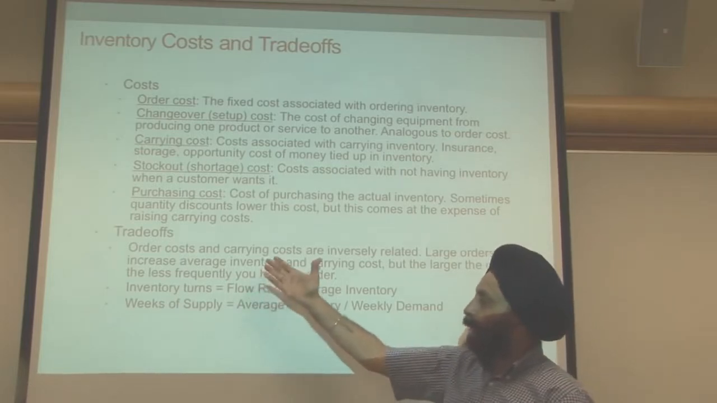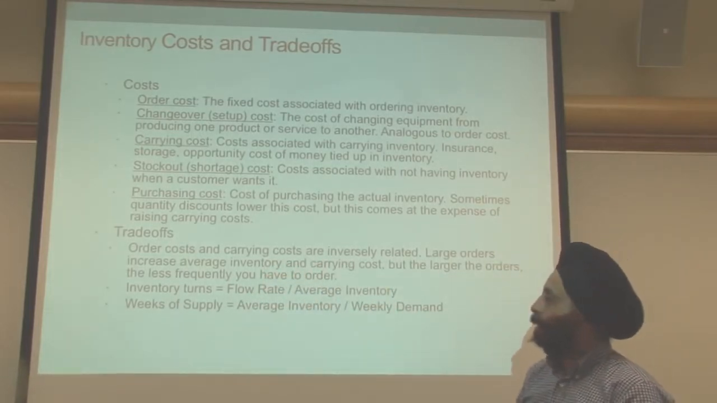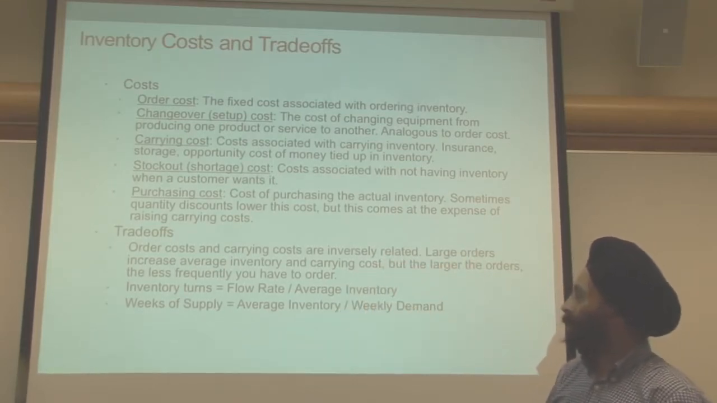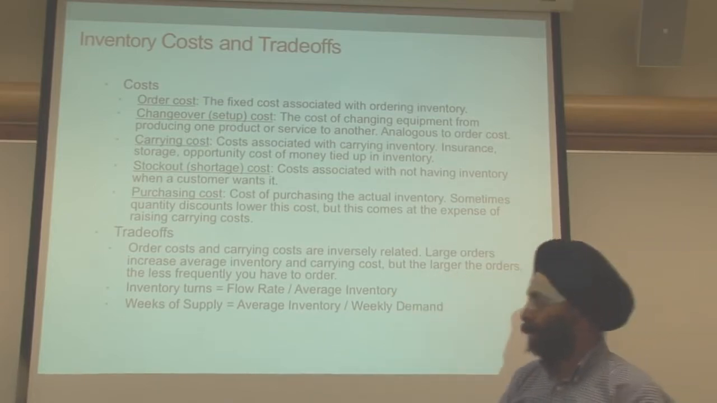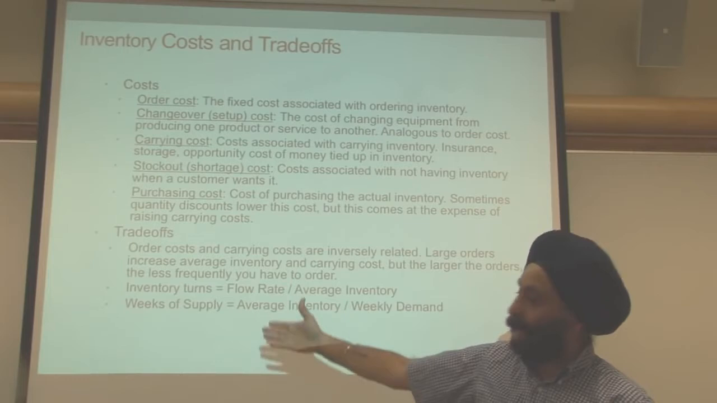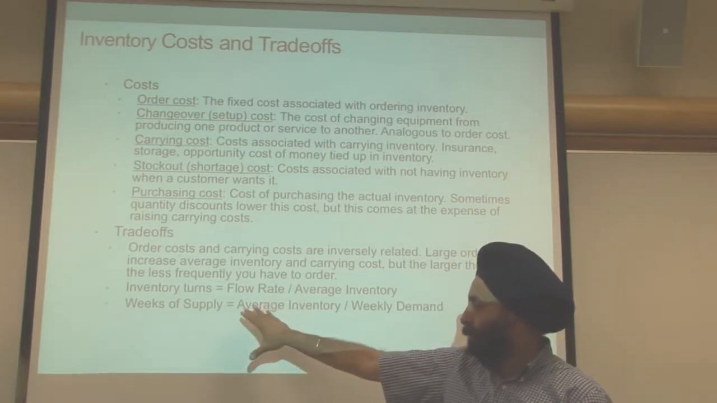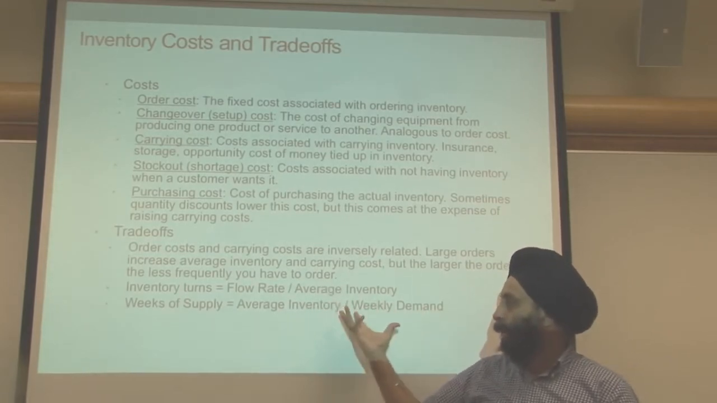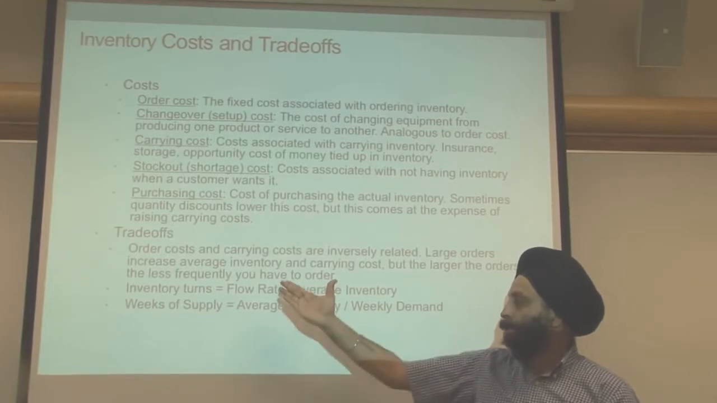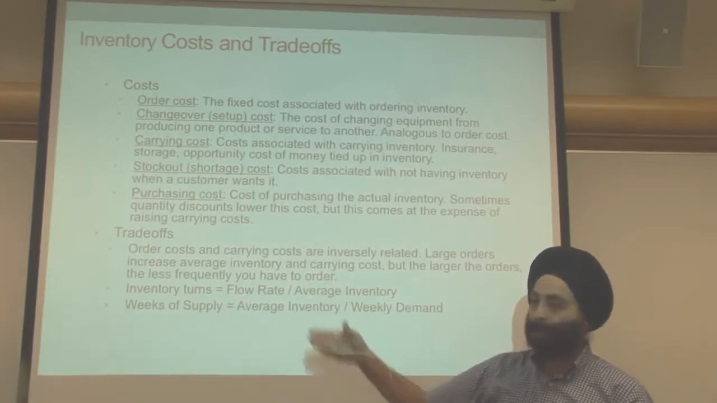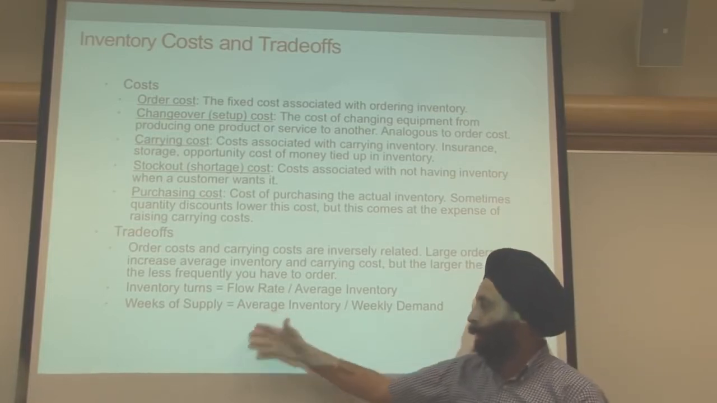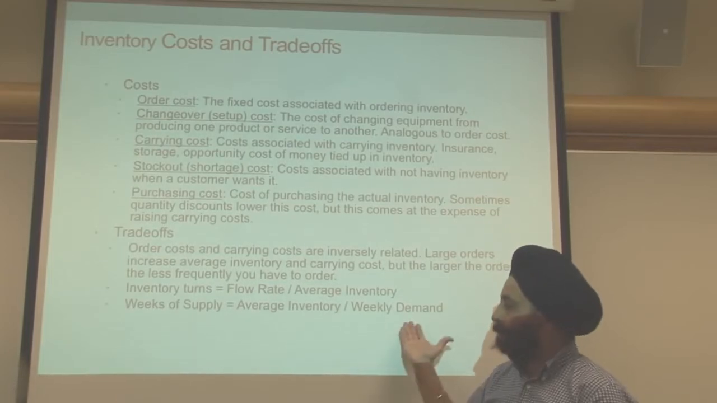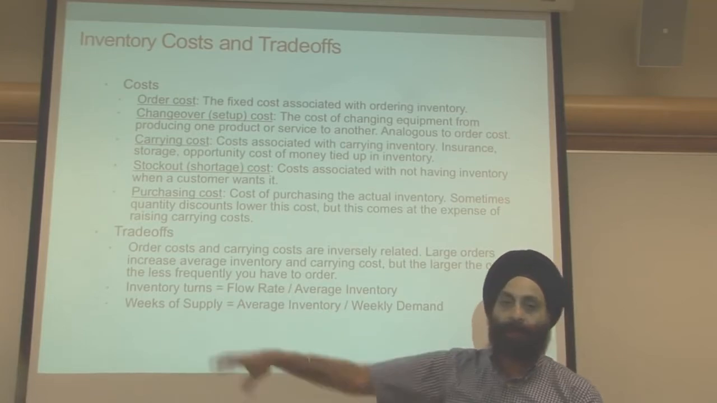So the trade-off here is that ordering cost and carrying cost are inversely related, which we'll see in a bit. Large orders increase average inventory and carrying cost, but the larger the order, the less frequently you have to order. Some of the metrics in supply chain that we have looked at: inventory turns, which is flow rate divided by average inventory. The lower the inventory, the higher the turns, and the higher the inventory, the lower the turns that we typically end up seeing. Weeks of supply is closely related: average inventory divided by weekly demand. If demand remains the same, the more you carry in inventory, the more weeks of supply you have.